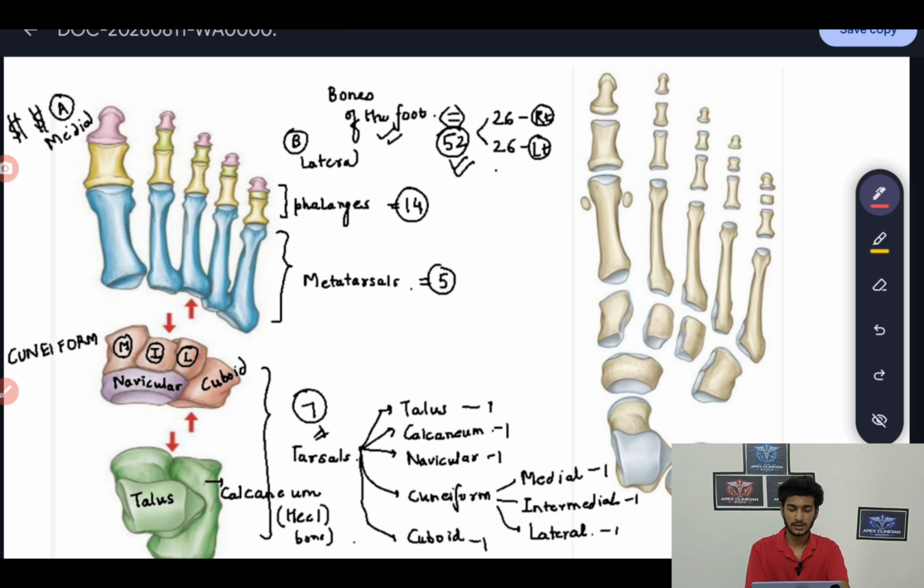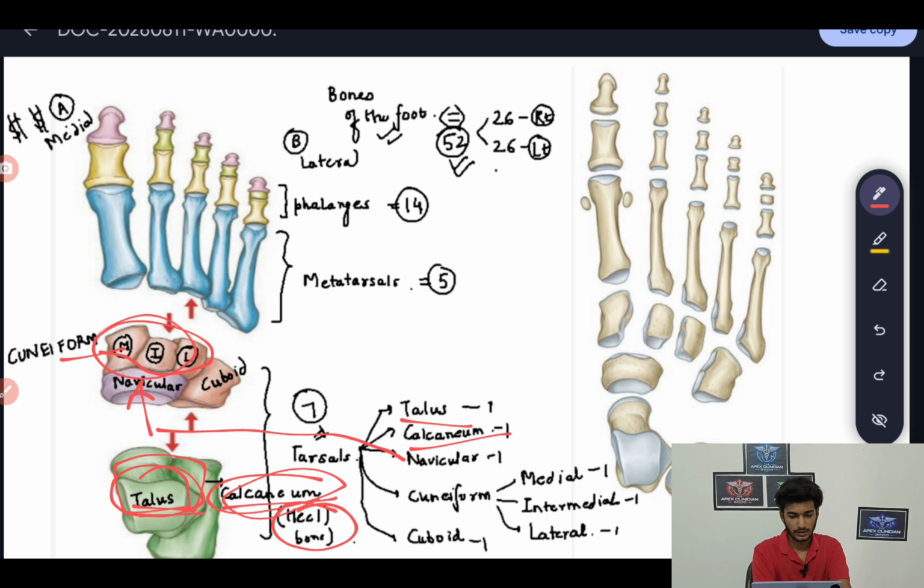So tarsals, you can see this is the talus bone. Here we have seven bones. First is talus. Second is calcaneum. This is the calcaneum bone below the talus bone, which is also called the heel bone. And here in the upper part, you can see this is the navicular. And we have three bones here. This is the cuneiform bone: medial cuneiform, intermediate cuneiform, and lateral cuneiform. These are three in number. And we have another bone, the cuboid. So this makes a total of seven bones.